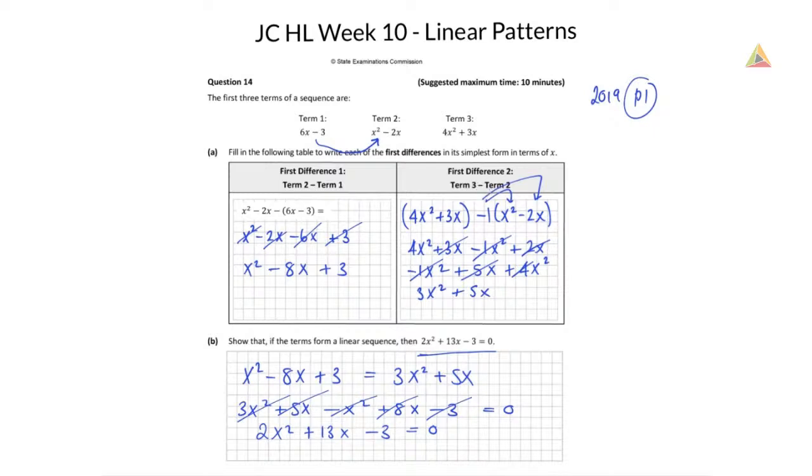It must be equal if the sequence is linear, then the difference must be constant. And I'm going to write that along this side just to help us remember. So if the sequence is linear, the first difference must be constant. And that's why I let them equal each other.